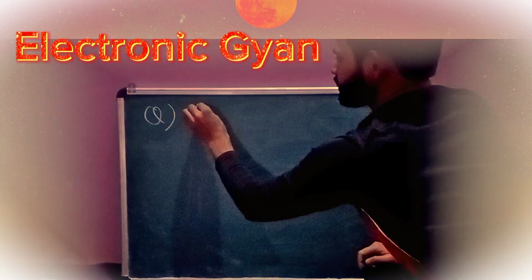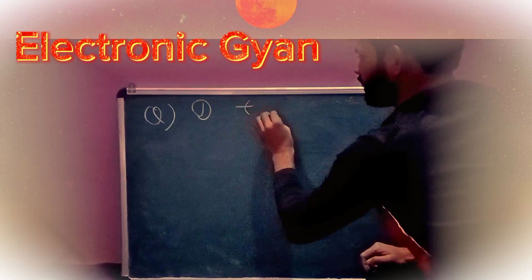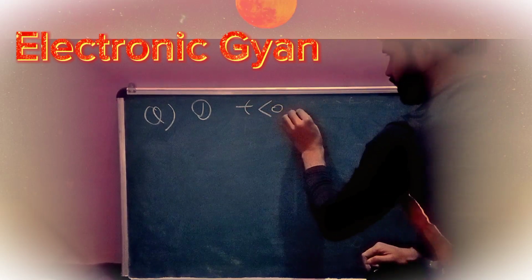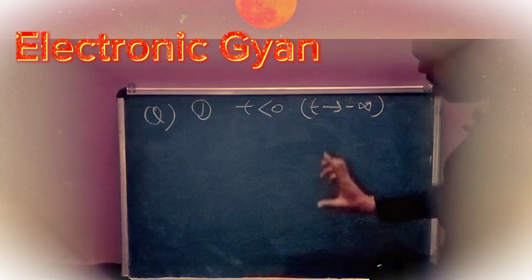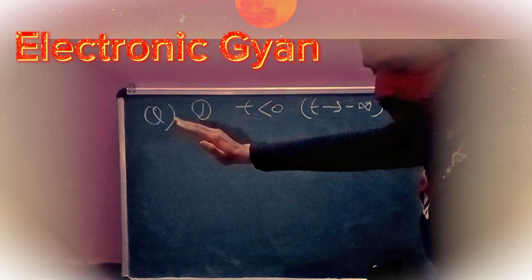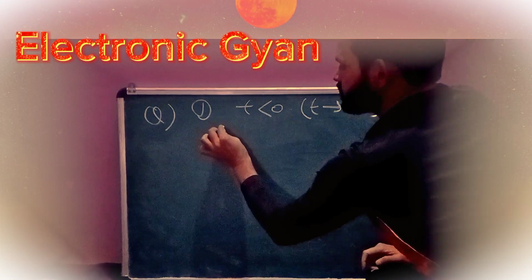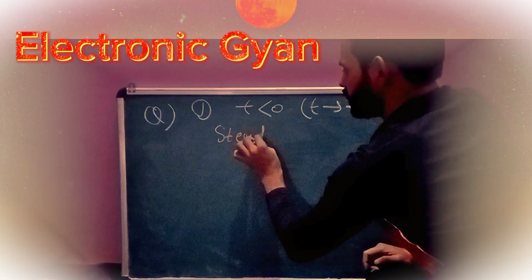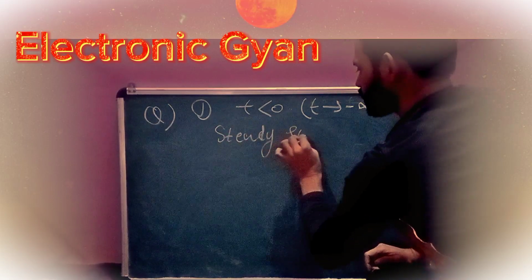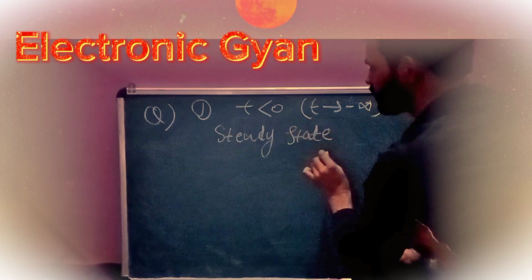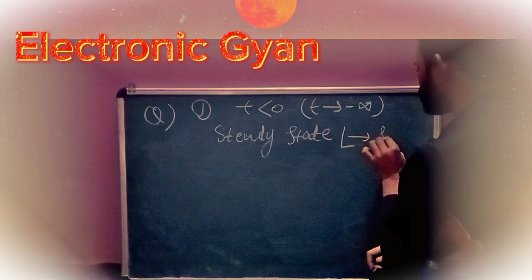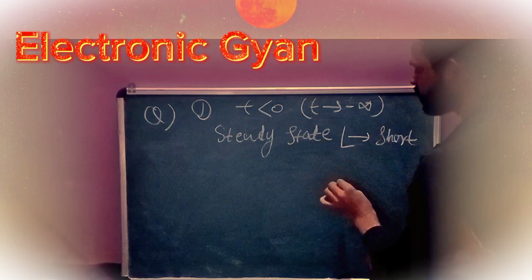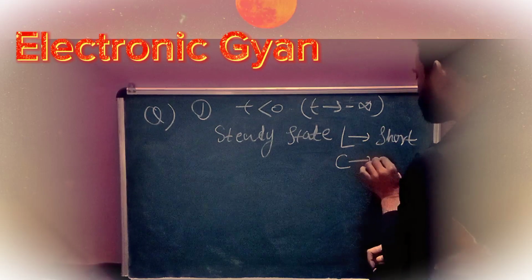Okay. Let's see what our first case is: t less than 0. Where t is approaching minus infinity, our circuit is reaching steady state. As we know very well, in steady state the inductor will get short circuited and the capacitance will get open circuited.